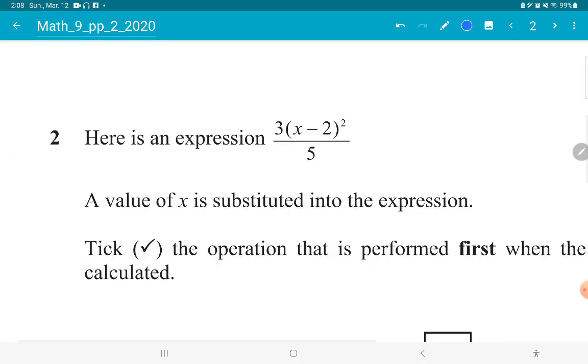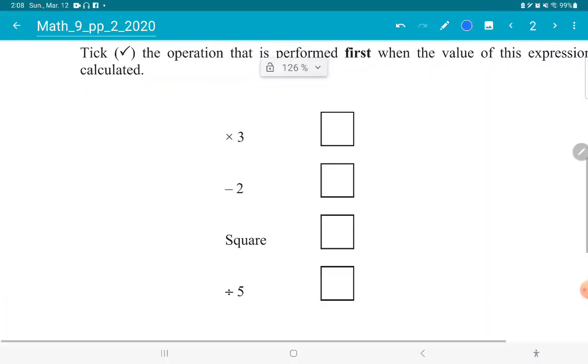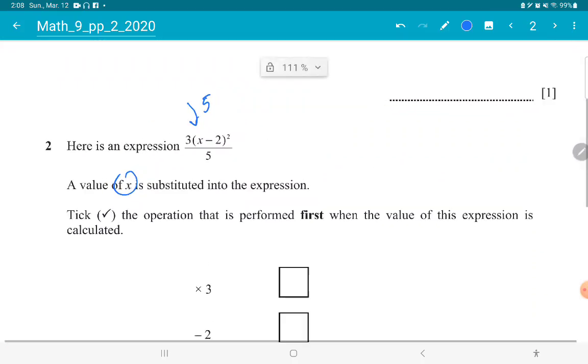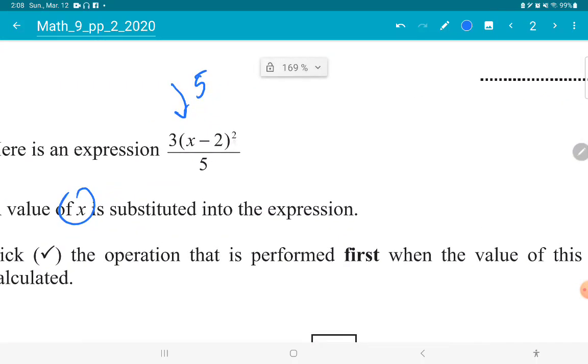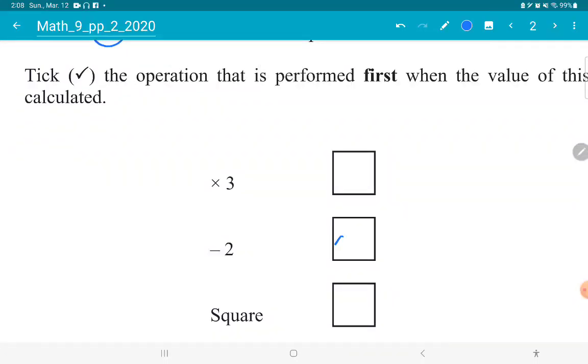Problem number 2, here's the expression, 3x minus whatever. And then the value of x is substituted. Let's say x, for example, 5. Then they ask, what is the first operation I'm going to do? First operation is going to be subtract 2 from the 5 I put. So where is it? Here, this one.